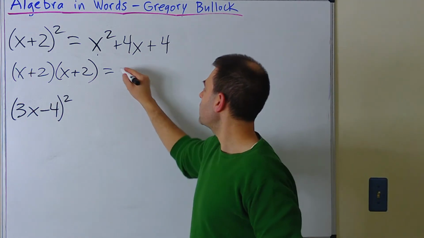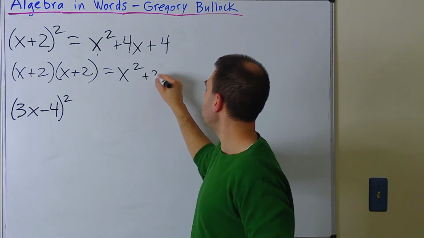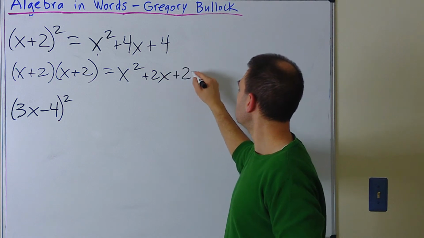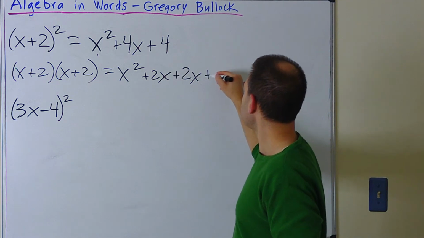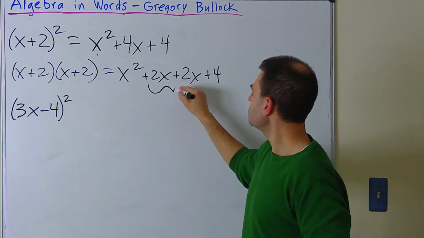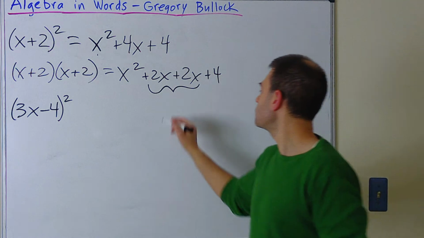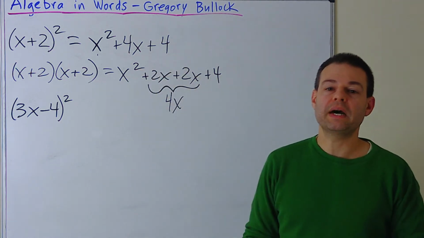Product of the first, x squared. Product of the outside is 2x. Product of the inside is 2x. And product of the last, 2 times 2, is 4. Notice that the two middle terms are like terms, they're 2x. And that makes 4x, which is the same as the b that we got above.